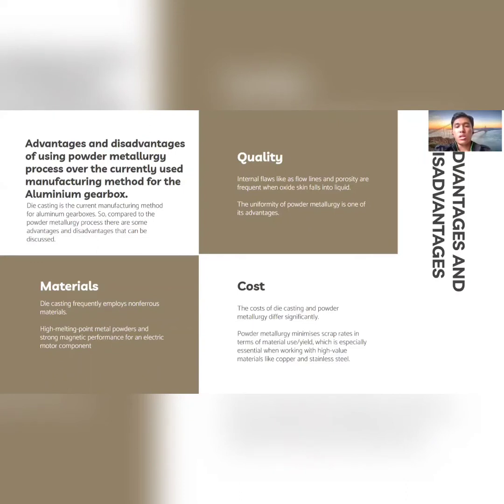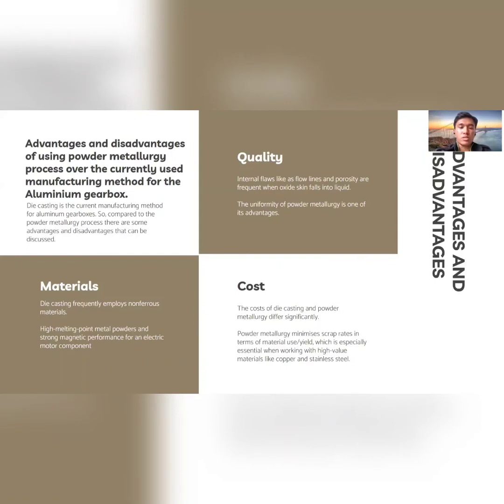A turbulent liquid fills the space in die casting and can sometimes trap air, resulting in non-fill, where material does not completely fill the mold, and internal flaws such as flow lines and porosity are frequent when oxide skin falls into the liquid. The advantage of this process is the uniformity of powder metallurgy.